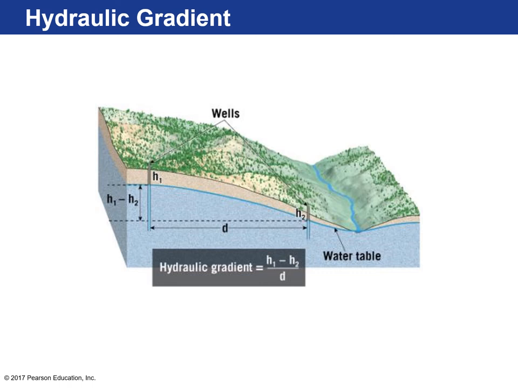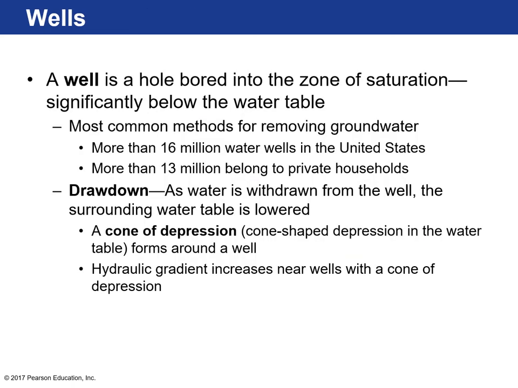So here's how you calculate the hydraulic gradient. If you have a well here, you can measure the distance to the water table here, and then downhill, you have another well, and then you measure that height difference, H1 minus H2, divided by the distance between those wells, and that gives you the gradient. Okay, the higher the gradient, the faster the groundwater is likely going to move. But that also depends on the permeability of the rock it's moving through.